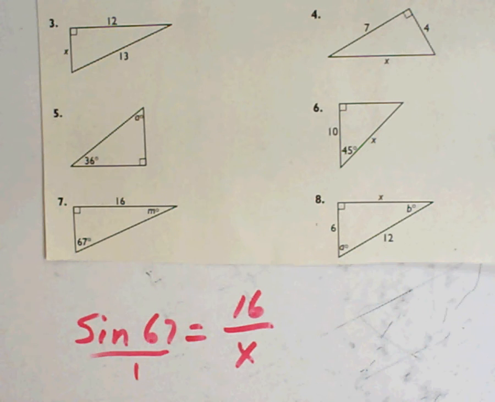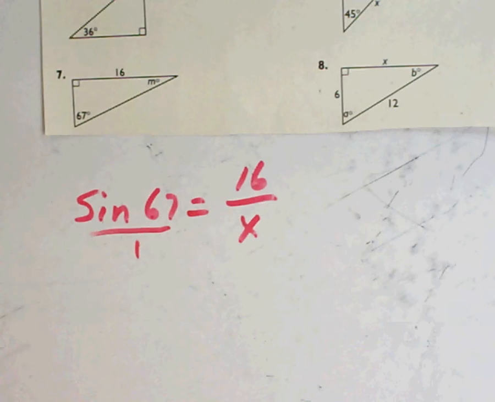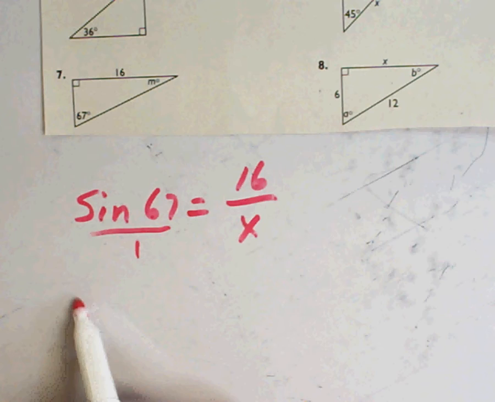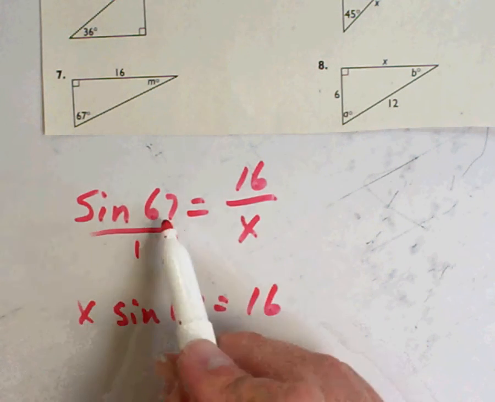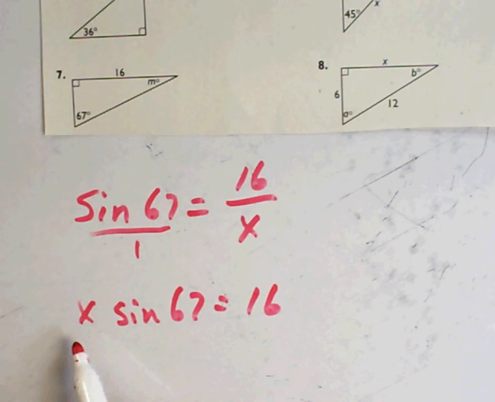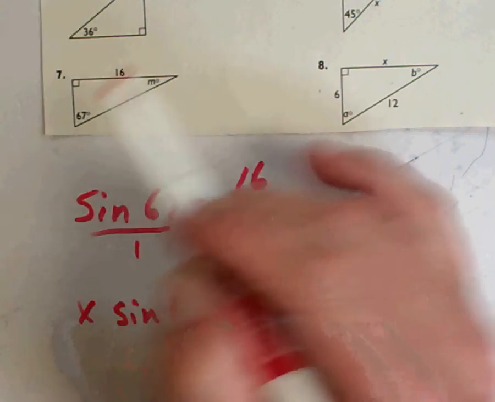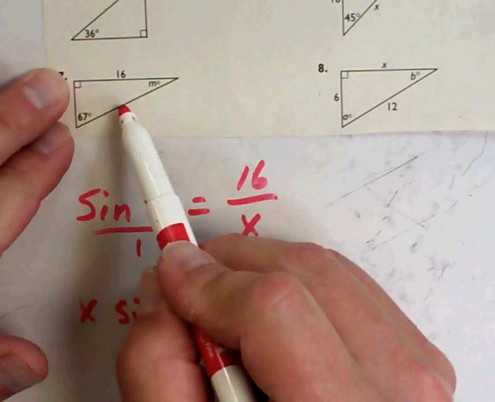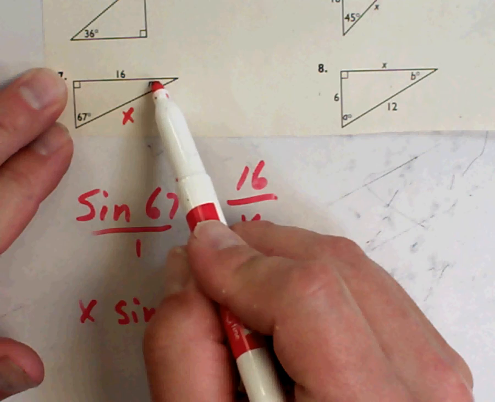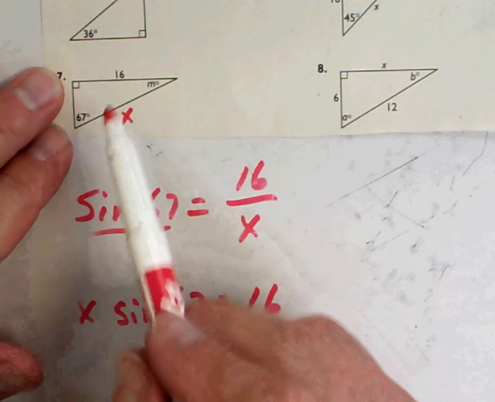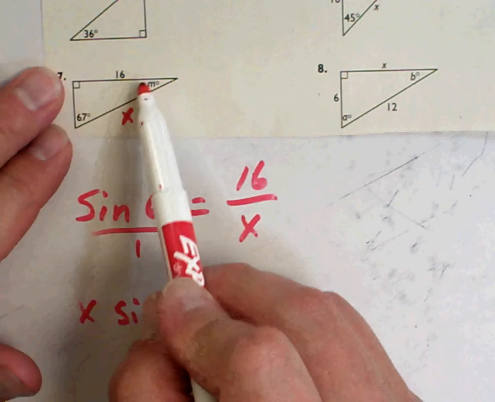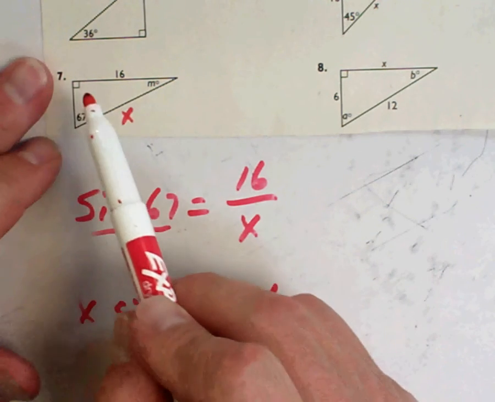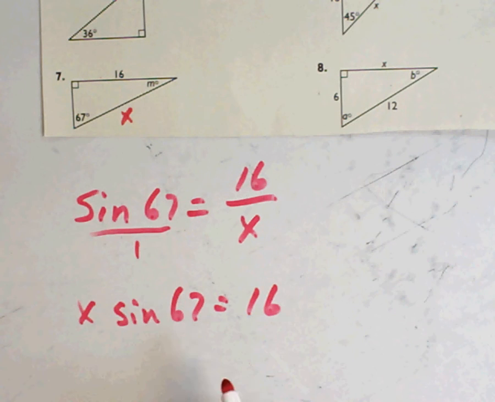If I put that over 1, then what I can actually do is cross multiply. X times sine 67 equals 16. But I want to know x. So we're pretending that we need to know this side. I know they want just the measure of that angle, which you could easily do by taking 90 and 67 and subtracting from 180. That's easy, but I'm trying to get the sides now, because I know you can get the inside angles. That's no big deal.